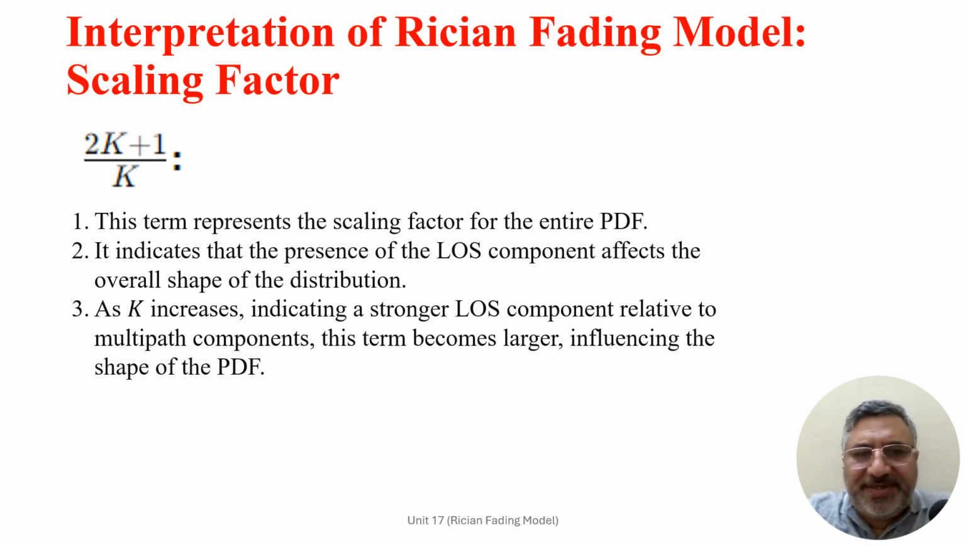Now let's interpret each component. The first one is the scaling factor, 2(K+1) divided by σ². This term denotes the factor by which the entire probability density function is scaled. The presence of a line of sight component influences the overall shape of the distribution. As the value of K increases, with a significantly greater presence of the line of sight component compared to the multipath component, this term grows in magnitude, hence affecting the form of the probability density function. Similarly, when K is decreased, the magnitude is also decreased for the probability density function.